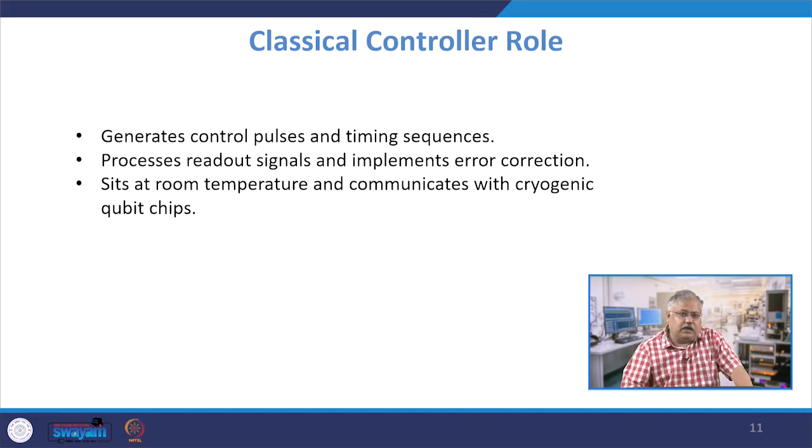Now, what is the role of the classical controller? The classical controller will generate control and timing signals, process the readout circuit and implement error correction, and it will primarily sit at room temperature and communicate with the cryogenic qubit at a much lower temperature.